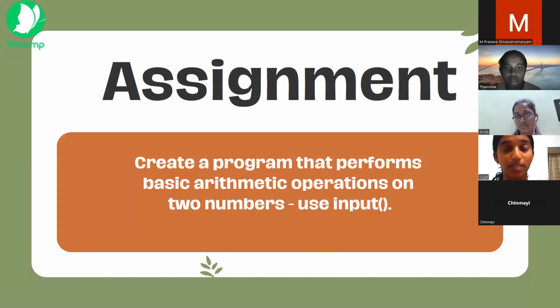So where can you use input here? To get those two numbers to calculate, you can use the input, right? So you can use your own idea and you can share your assignment. Does anyone have any doubt? You can create four variables and then you can ask for user input and then you do all the four arithmetic operations. Okay, that's the assignment. So you can return to the main session now.